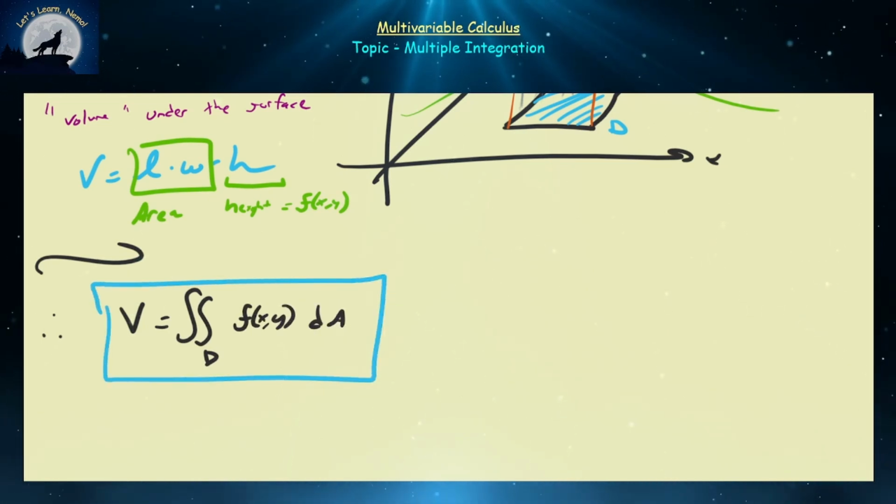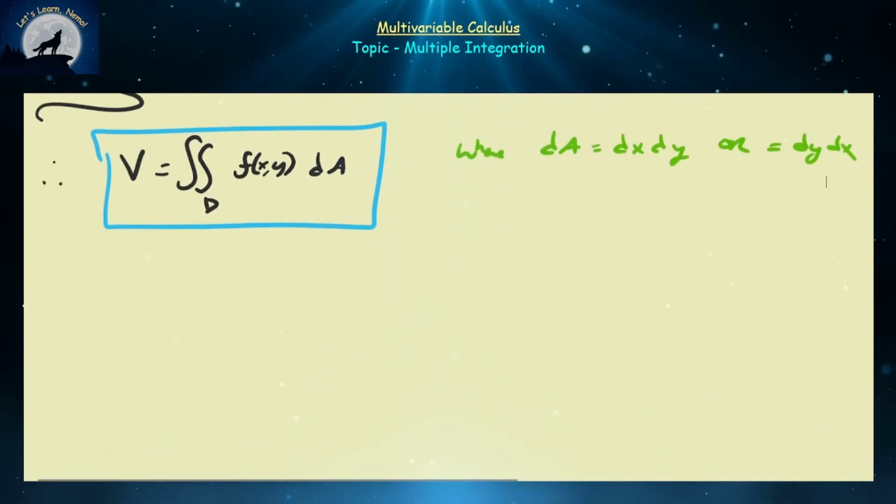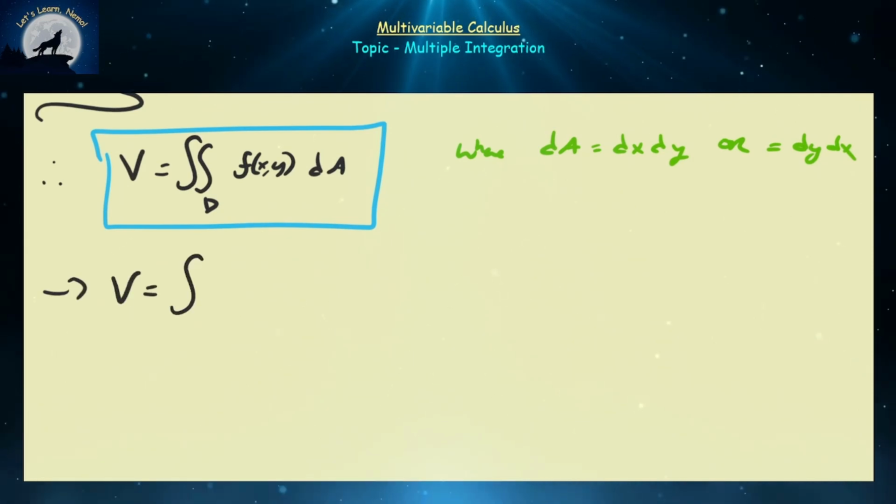Right? And some people will write dA as dx times dy, where dA is dx times dy, or you can say it's equal to dy times dx, since those infinitesimals will indeed commute. So we can write this in a couple ways, of course. We can write this as V is equal to the integral over the x domain followed by the y domain, and then f(x,y) dy dx.